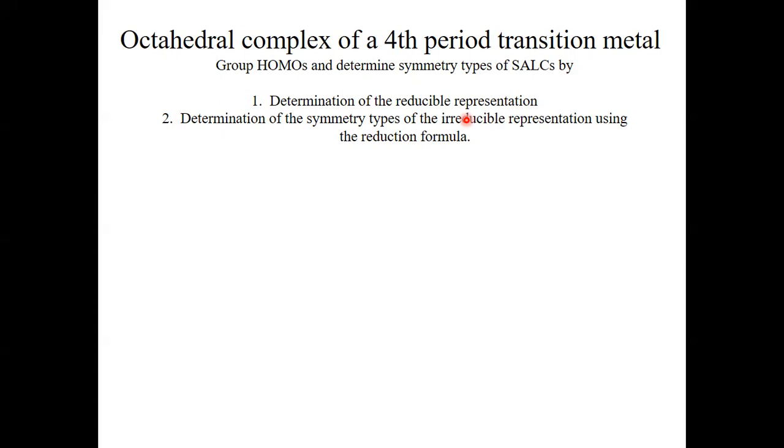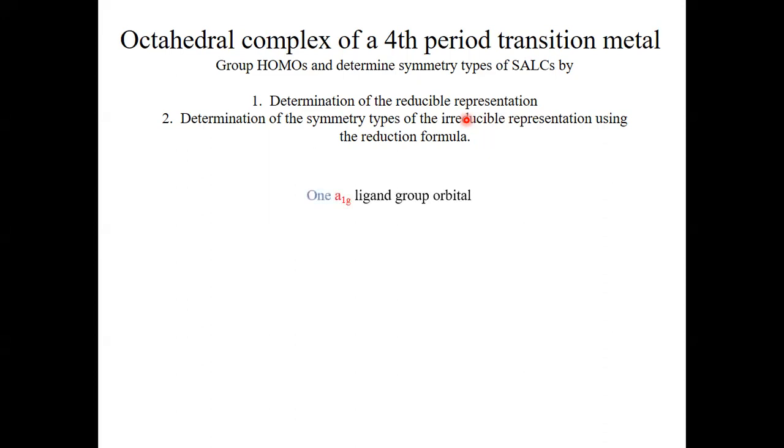So now we have to be clear how many ligand group orbitals we would expect. We use one HOMO per ligand. Overall, we have six HOMOs because we have six ligands, due to the fact that we have an octahedral complex. So if we combine six of these highest occupied molecular orbitals, we would expect six ligand group orbitals. We need to determine the reducible representation and the irreducible representation for those.